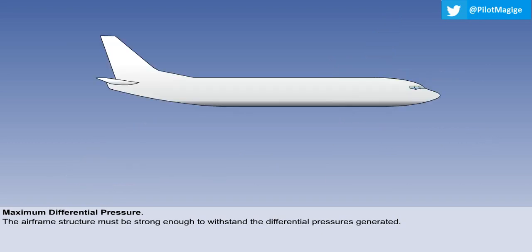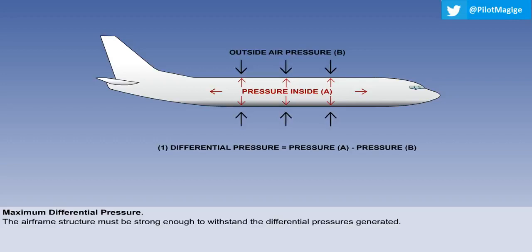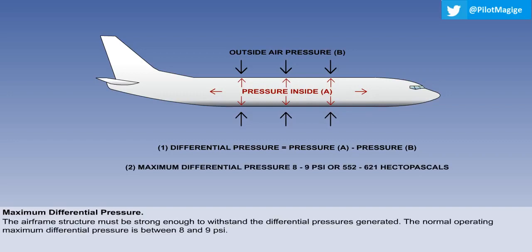The aircraft manufacturer will set as a structural limit a maximum differential pressure. That is, the difference between the pressure inside the pressurized compartment and the pressure of outside air, which the pressurized hull can safely withstand. The normal operating maximum will be slightly lower than this. On modern transport aircraft, the normal operating maximum differential pressure is typically between 8 and 9 pounds per square inch, or psi, or between 552 and 621 hectopascals.